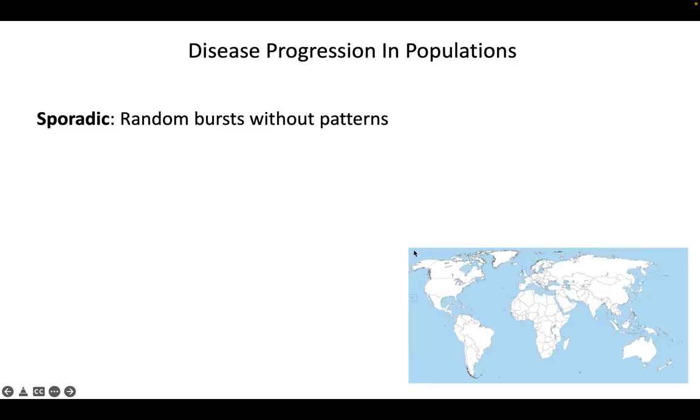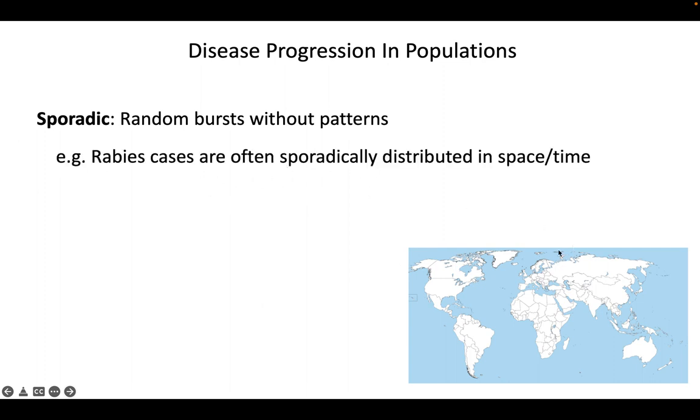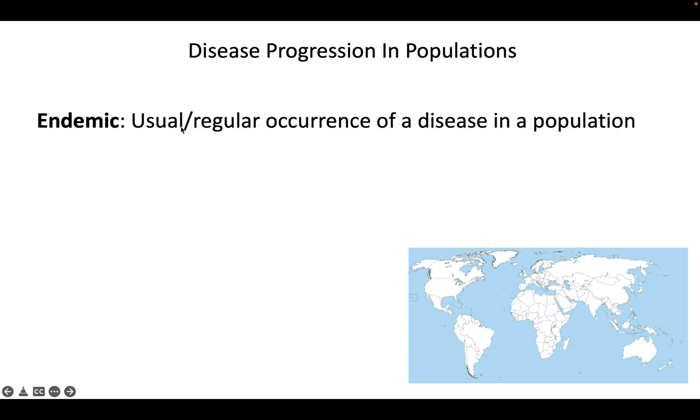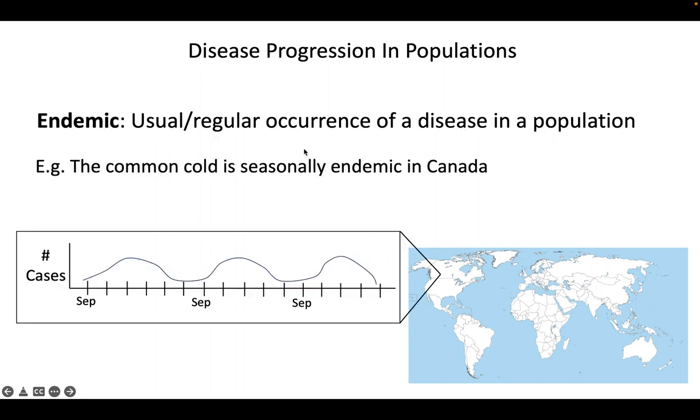So as far as disease in populations, how we describe it, sporadic is just when there's random bursts that have no real pattern. Rabies can represent an epidemic, but rabies is often sporadically distributed without rhyme or reason. An endemic, you don't say there is an endemic happening, you say a disease is endemic to a region or something like that. It's the usual regular occurrence of the disease in a population. So in Canada, the common cold is seasonally endemic, where the number of cases go up and down at regular intervals in the winter. It's not an epidemic, it's what's expected.